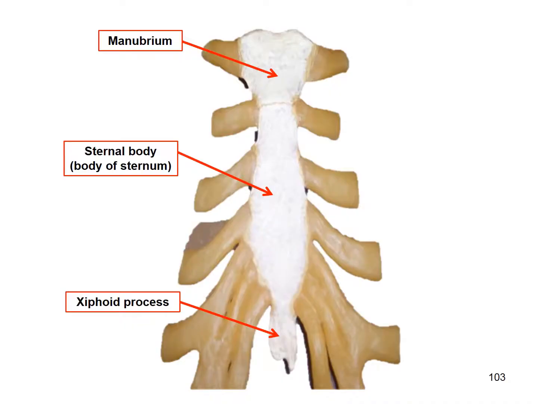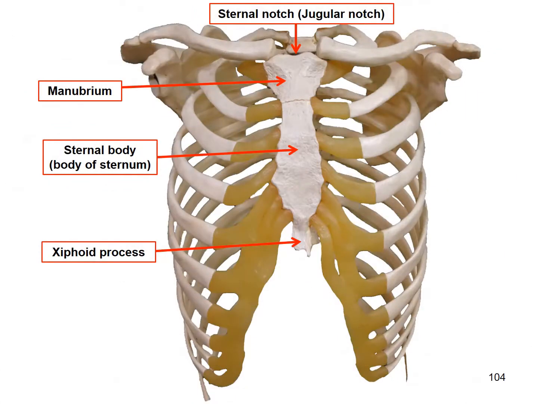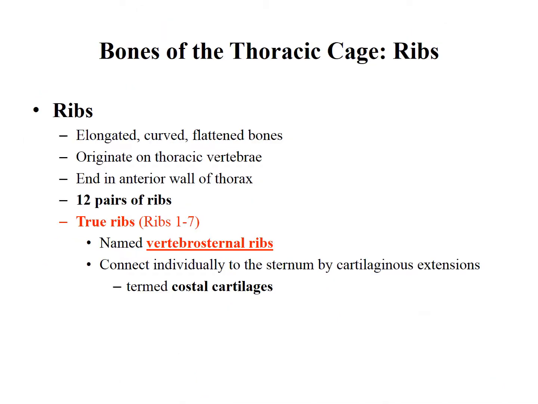So a quick point out to the manubrium, the body of the sternum, and the xiphoid process, and then right through here we have that jugular notch or that suprasternal notch or the episternal notch. And just another look at that. Now we've gone over the ribs before, but just a repeater here. Our true ribs are ribs 1 through 7, and they were also referred to as the vertebral sternal ribs.